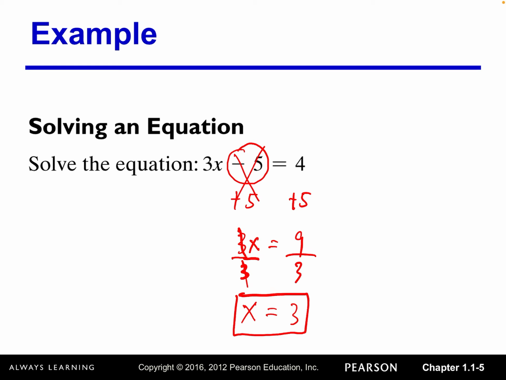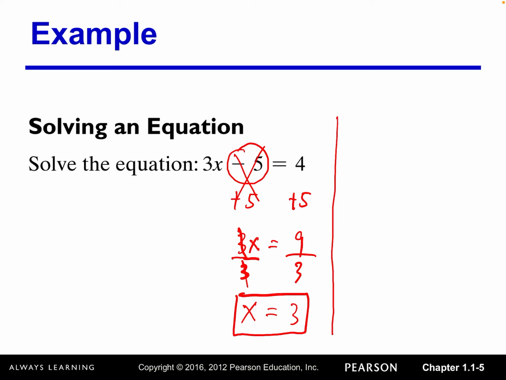And we always suggest, whenever you solve an equation, you need to verify your solution. So how to verify? Verify solution means you need to plug the solution back into the original equation and see if that makes the original equation true. Okay, so let's do that.